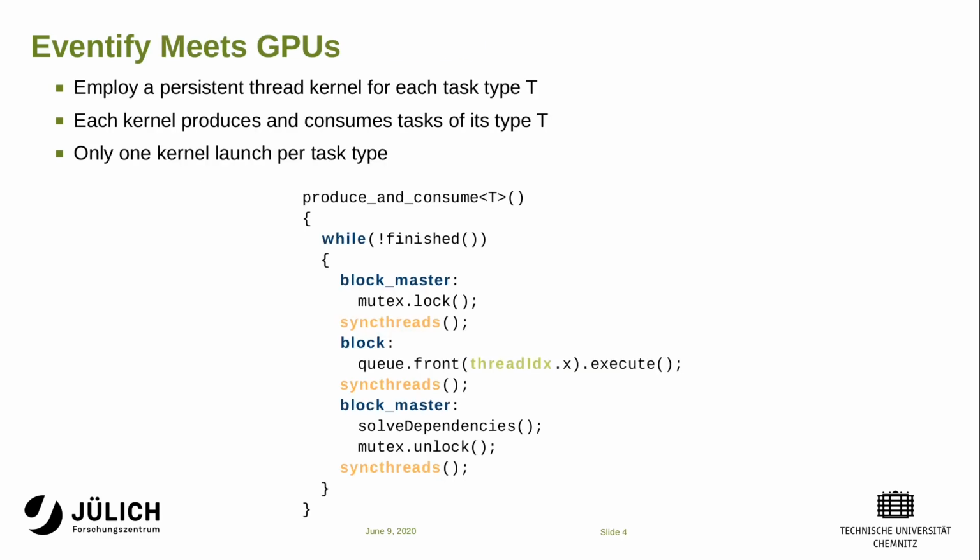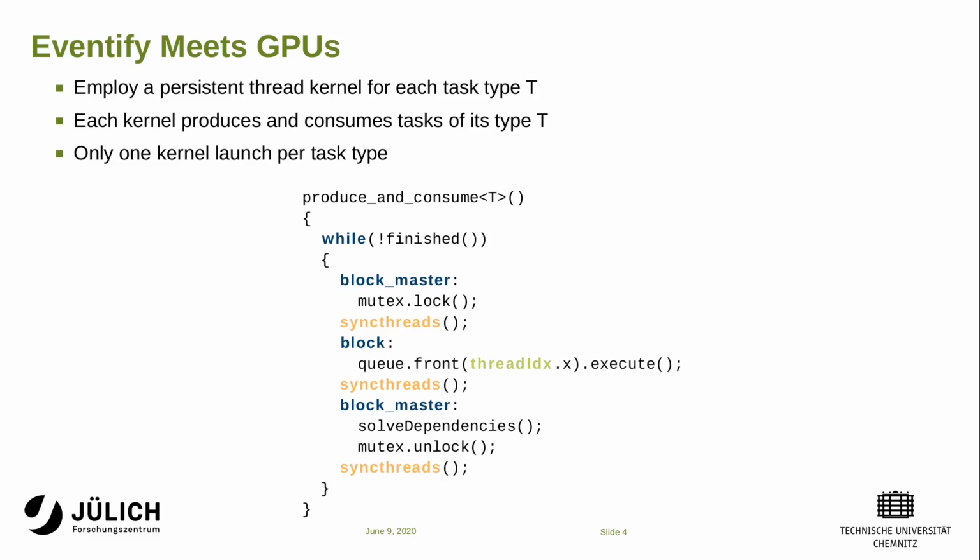Let's see how to transfer these features and the components of CPU Eventify to GPUs. After all, we're aiming at a uniform approach for CPUs and GPUs, and so reusing as much as possible and emulating these concepts on GPUs is reasonable. So therefore, the fundamental idea is to emulate the task lifecycle, respectively the tasking workflow itself of CPU Eventify on GPUs with persistent threads. So in our approach, this means that there is one persistent thread kernel per task type, not per task, but per task type.